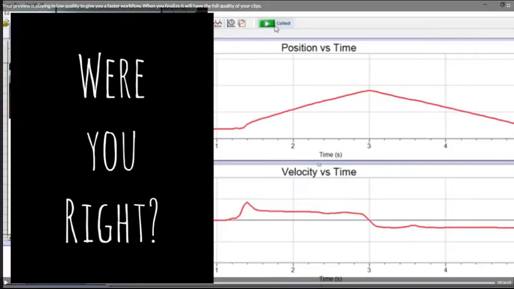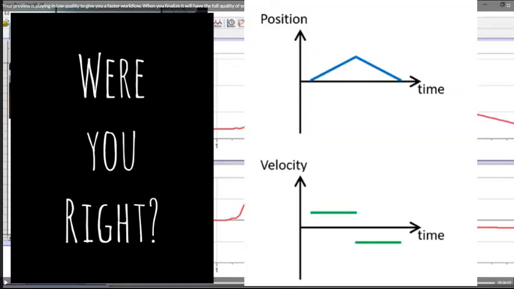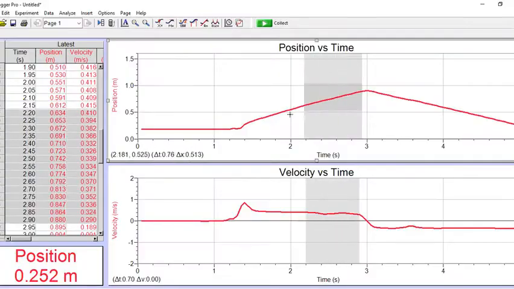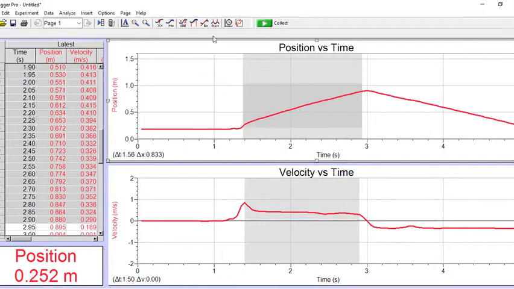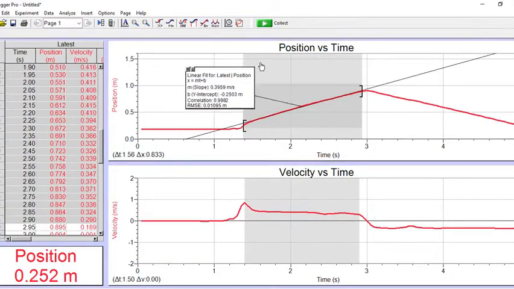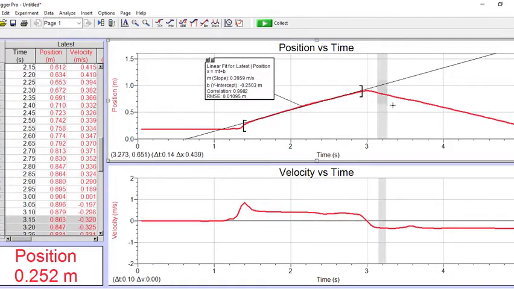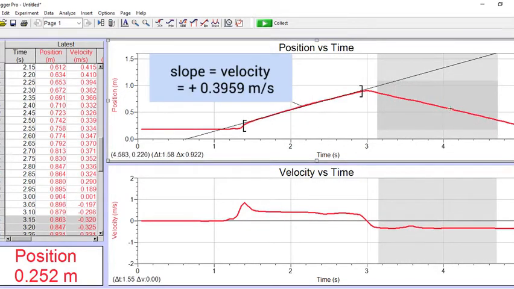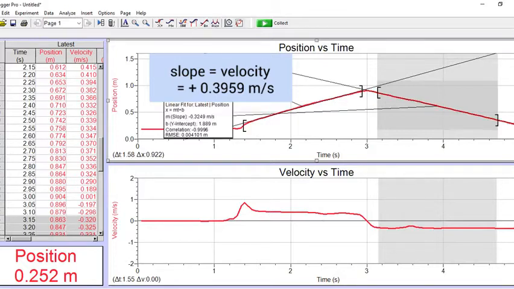Notice that the slope of the position time graph is constant in 2 different sections, and that the velocity graph has 2 horizontal sections. The slope of the position time graph tells us the velocity, so we can find the velocity independently for these 2 regions of the graph.